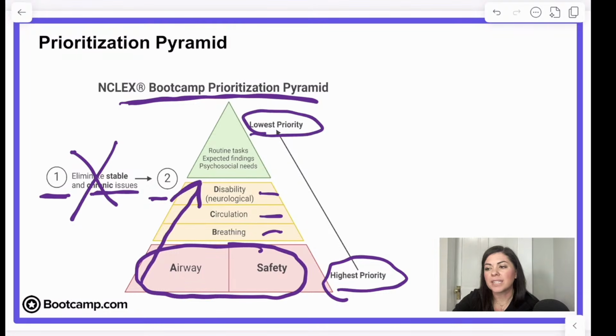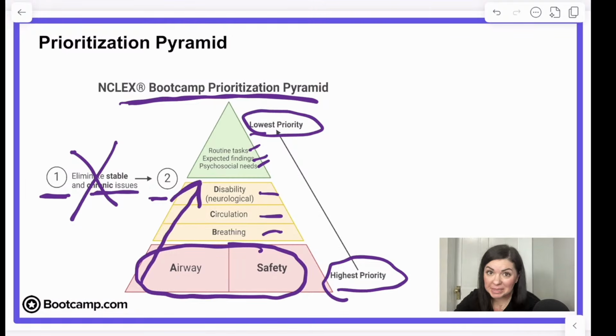And then our lowest priorities are at the top of the pyramid. That's going to be our routine tasks, our expected findings, and then psychosocial needs. What I mean by psychosocial needs is just anxiety or frustration. Although those things are not ideal, they typically are not going to kill us. And that really, guys, is the fundamental principle to follow when we're looking at prioritization. We have to ask ourselves, if we don't perform this task, or if we don't see this client, who's going to die first? What life-threatening condition do we see? Because that's always going to be our highest priority.